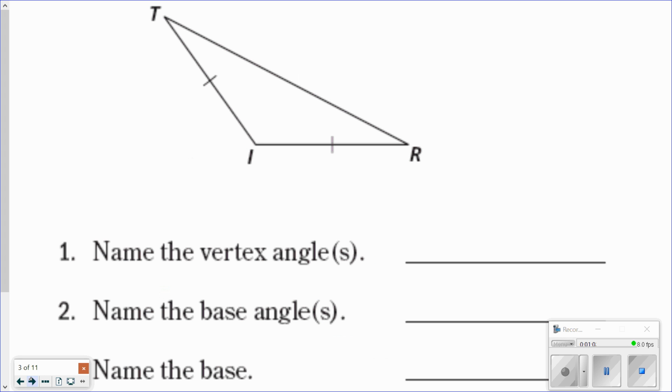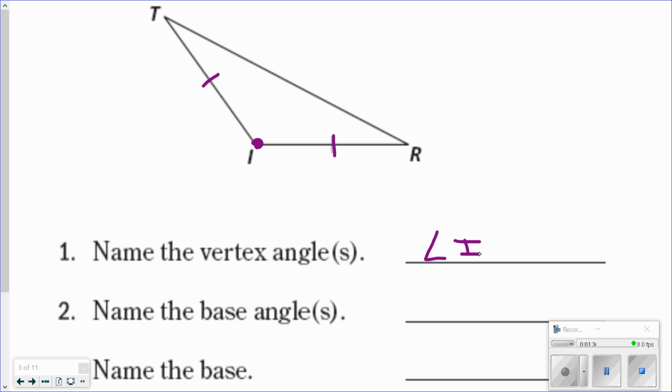All right, so now here's an isosceles triangle. I see that because of these tick marks, so I know that this side is the same length as this side. Name the vertex angle. Well, I know that the vertex is I because it connects the two legs together, which means the vertex angle would then be angle I.